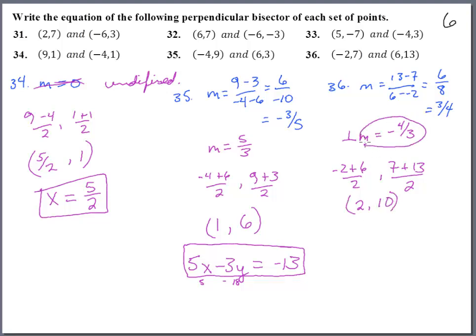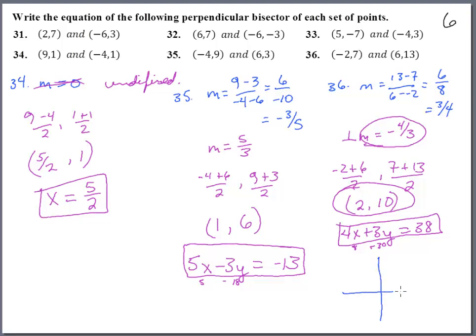So we have this slope and that point that we're going to go through. Standard form, 4x plus 3y equals, stick 2 in there and we get 8 plus 30 equals 38. Now, just for good measure, I'm going to graph this one so we can remind ourselves what is going on here. We have negative 2, 7. It's going to be about right there. We have 6, 13 is about right there.